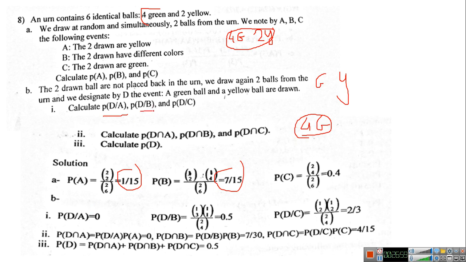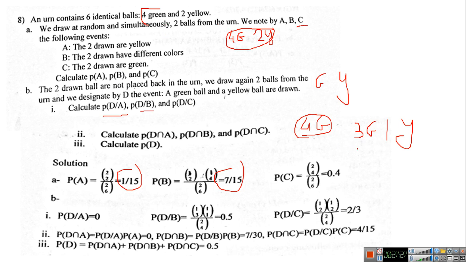P of D knowing B: I know B, I have different colors. Because I'm going to keep the balls with me, instead of having 4 green, 2 yellow, now I have 3 green and 1 yellow. I want to have different colors in the second time. So 1 out of 3 over 1 out of 1 over 1 out of 2 out of 4. So it's 0.5.